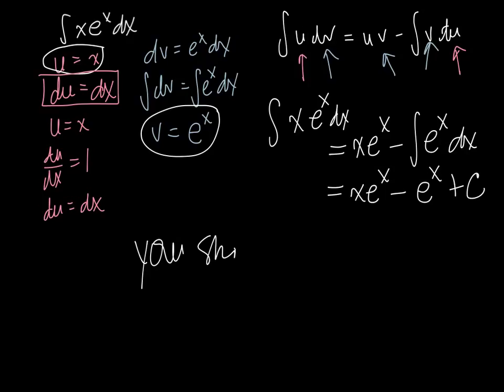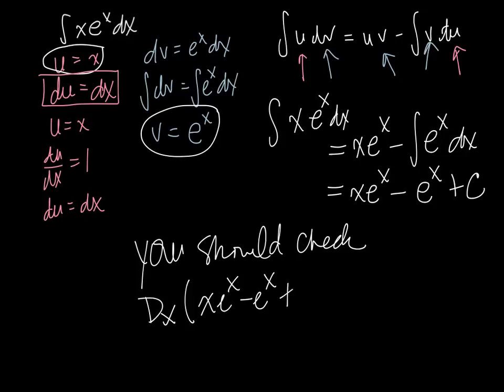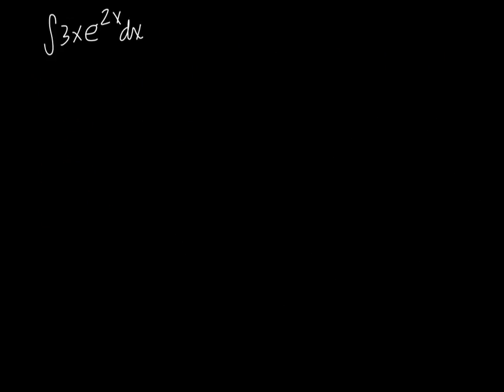You should check that the derivative of x e to the x minus e to the x plus c is the function we started with. Okay, I'll leave you to do that to make sure that that is the correct answer. Something we should always do when we integrate is take the derivative, make sure we got back what we started with. Okay, we're going to try one more example in this video, and then I'll have some other examples in another video to follow. So for our example, change it up a little bit, 3x e to the 2x.